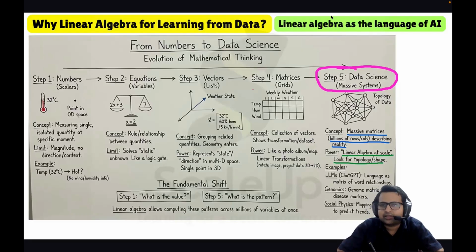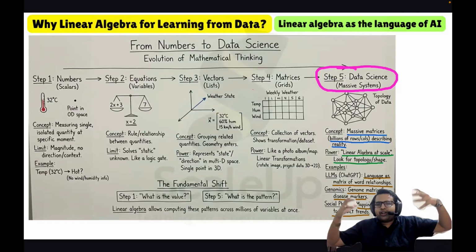If we talk about examples, we have an interesting example of LLMs, large language models, for example, ChatGPT. Here, language is treated as a matrix of word relationships. Large language models treat the entire human language as a matrix of word relationships. Similarly, genomics represents the human genome as a matrix to identify disease markers. And in social physics, we map every human connection on earth to predict economic trends.